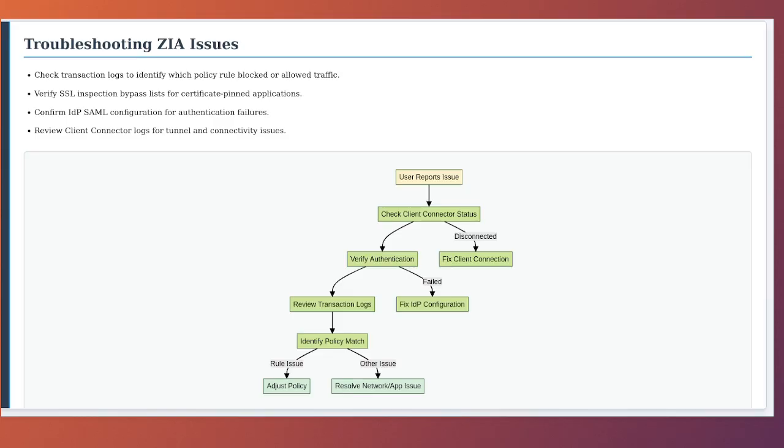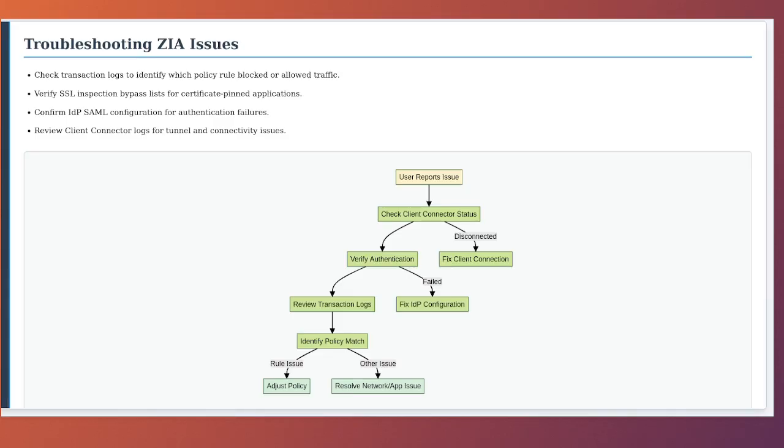The troubleshooting workflow diagram shows the systematic approach. Start at user reports issue. First, check client connector status to verify the client is connected. Then verify authentication to ensure the user session is valid. Next, review transaction logs to see how requests are being processed.